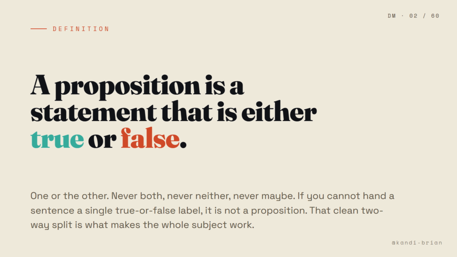The definition: a proposition is a statement that's either true or false, one or the other, but never both at the same time. Never neither, never maybe. If you can hand a sentence a single true or false label, it's a proposition. If you cannot, it is not. That clean two-way split is the foundation the entire subject is built on.